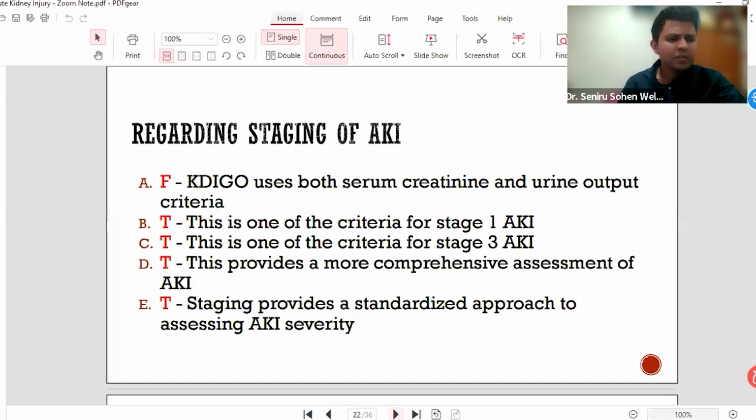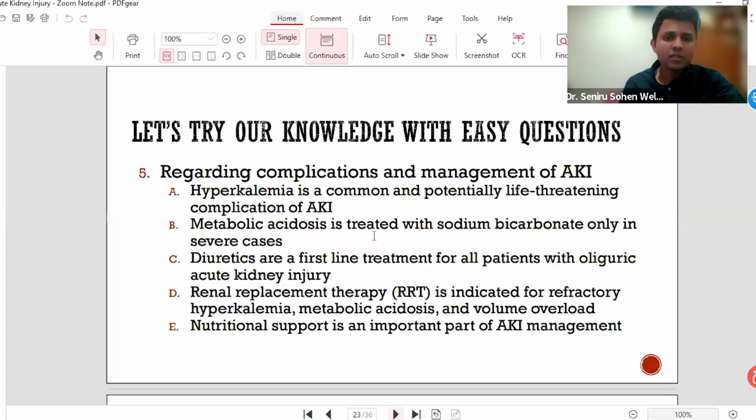Staging of AKI helps in predicting prognosis and guiding management. True, higher the stage, worse the prognosis, and more intensive treatment is necessary for patients with stage 3 AKI. That is true. Last question in the true false.